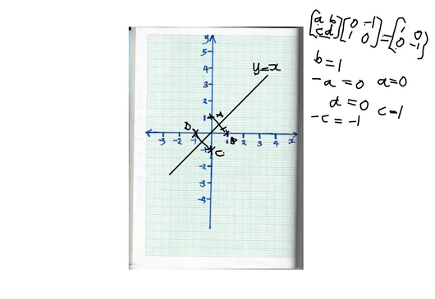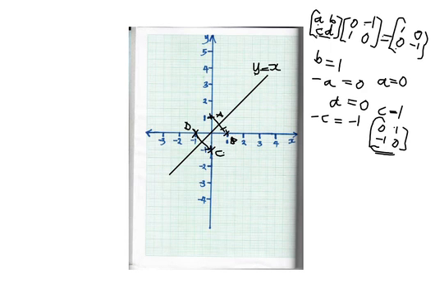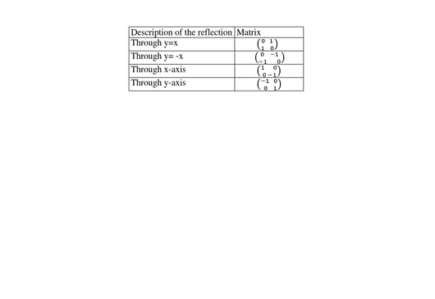So the matrix here is A is 0, we have B, which is 1, C, which is negative 1, and D, which is 0. We can confirm that. So it's 0, 1, negative 1, 0. C is 1, positive. So the matrix in the table given is correct: 0, 1, 1, 0.